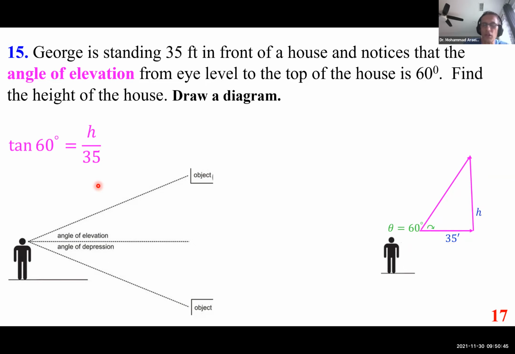So h is the product of the two. And using a calculator, 35 tan of 60 degrees gives us 60.62 feet. By the way, tan of 60 is square root of 3 as far as it being a common angle. I'm sure everybody knows that. So this was dealing with the angle of elevation. Everything depends on the proper diagram.